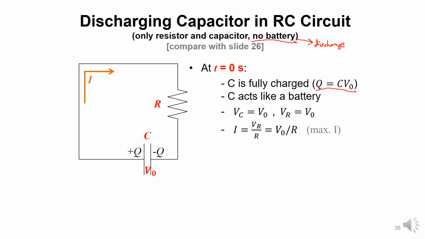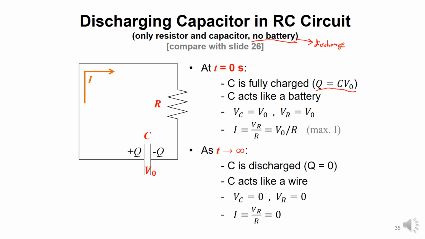So at the time of 0, immediately when you turn on the current, the capacitor voltage is equal to battery voltage, and also the resistance voltage is the same as the capacitor voltage. So basically the capacitor acts like a battery. So whatever the capacitor voltage is, the same should be the resistance voltage. And the current should be maximum because current equals V over R. Okay. So at time of 0, we have maximum current.